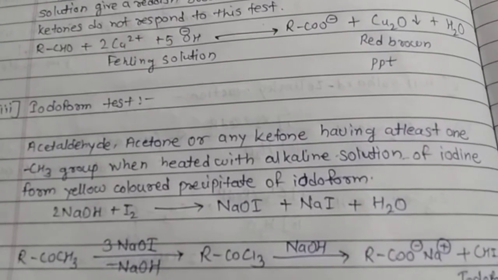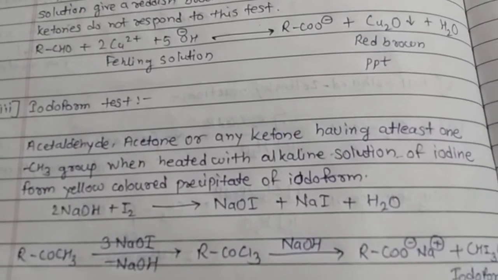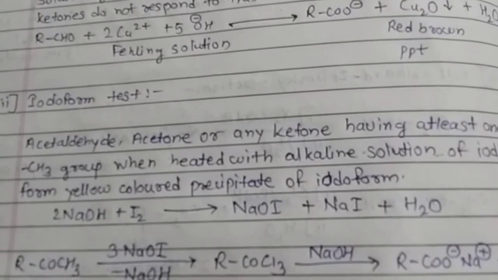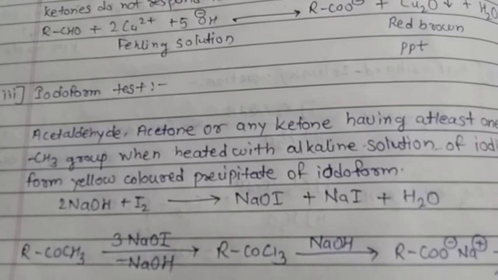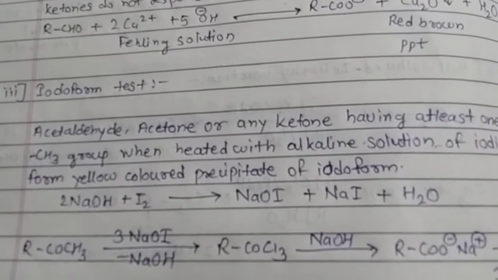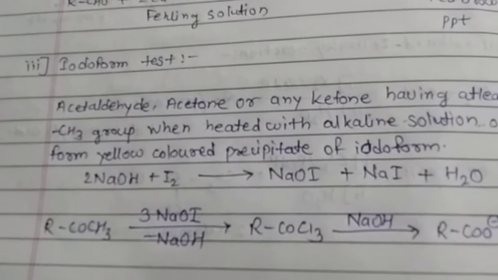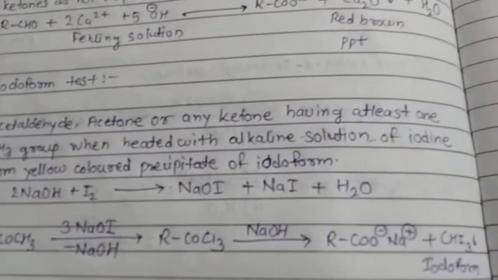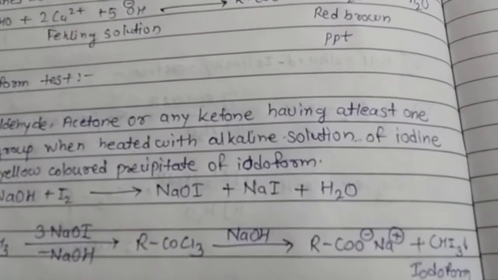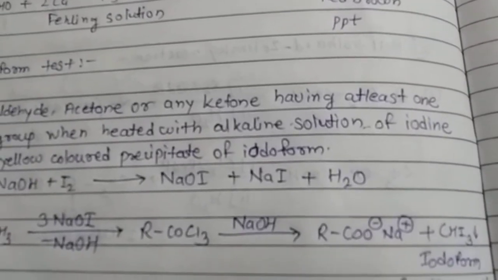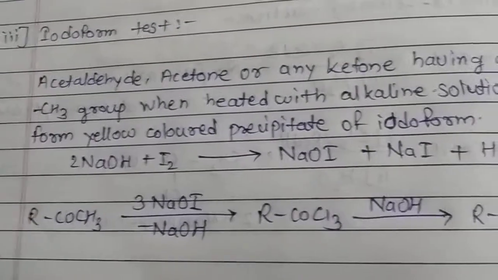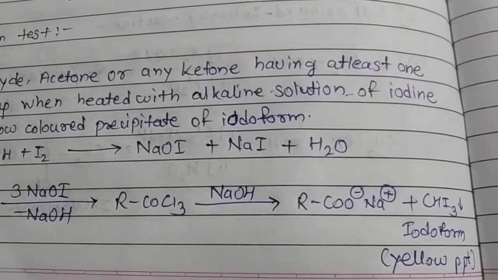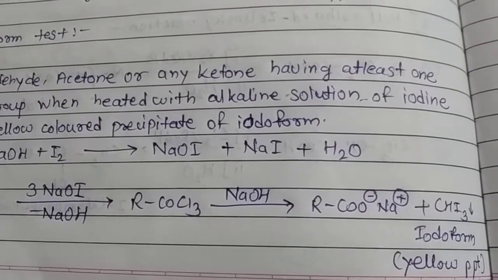When they are heated with an alkaline solution of iodine, they form a yellow colored precipitate of iodoform. NaOH plus I2 gives NaOI, and when that is treated with the ketone it gets converted into the carboxylic acid and iodoform. Further, the intermediate is treated with NaOH and will ultimately give the salt of the carboxylic acid and iodoform.